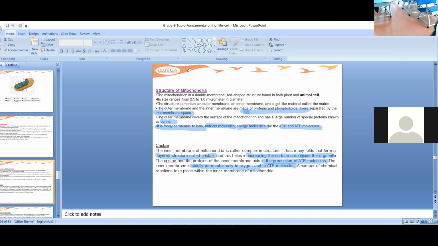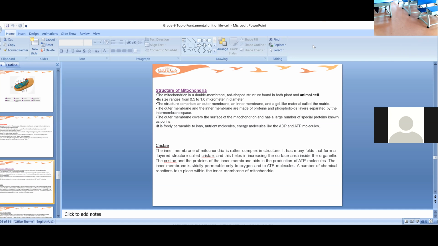A number of chemical reactions take place within the inner membrane of mitochondria. There are so many reactions taking place in this conversion of glucose into ATP. So there are a number of chemical reactions taking place, and because of that, it is permeable only to oxygen.